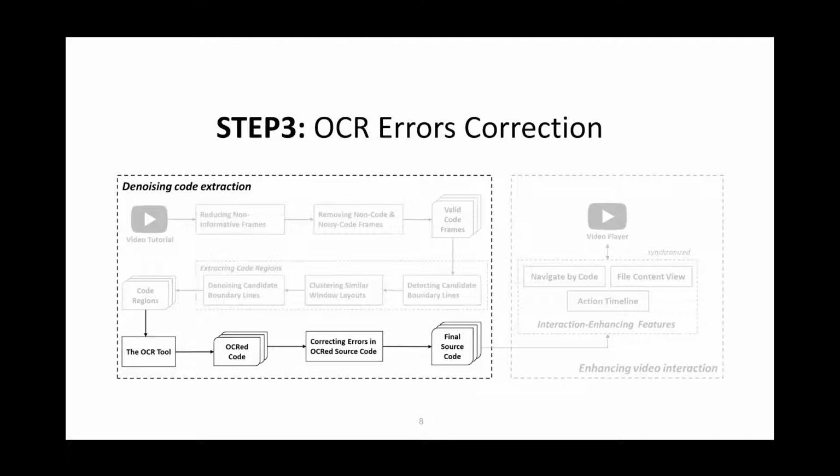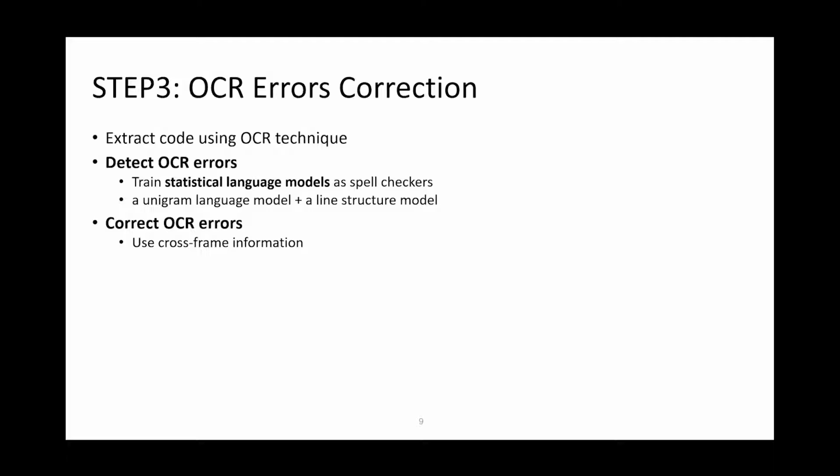Step 3. OCR Errors Correction. psc2code extracts source code from the cropped code region using Google Vision API. Errors are very common in the original OCR code. For example, cursor is wrongly recognized into letter I. We detect these errors by training statistical language models from a large corpus of source code collected from 300 GitHub Java projects as domain-specific spell checkers. Specifically, we build a unigram language model and a line structure model.